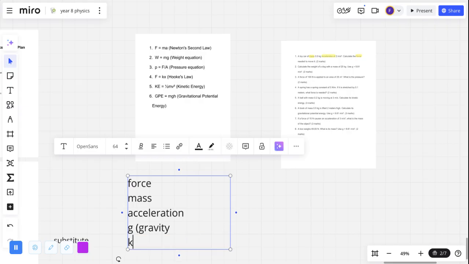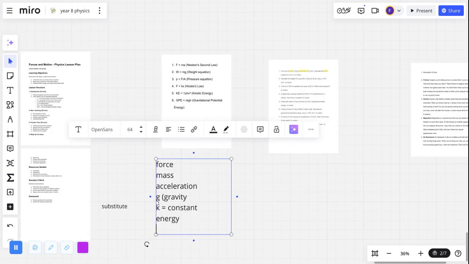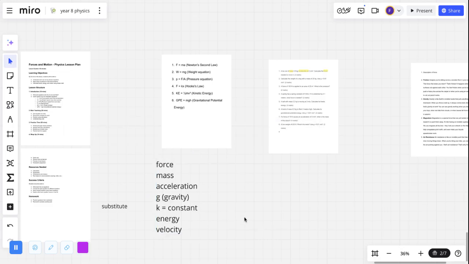You've got K, this is a constant. We've got energy, we've got velocity. Now, all these keywords you will find in these formulas, right? They're all there, okay? And this is what you must do, and it is really important.